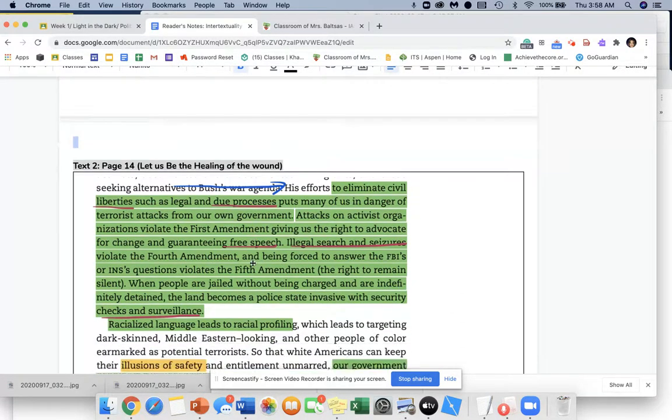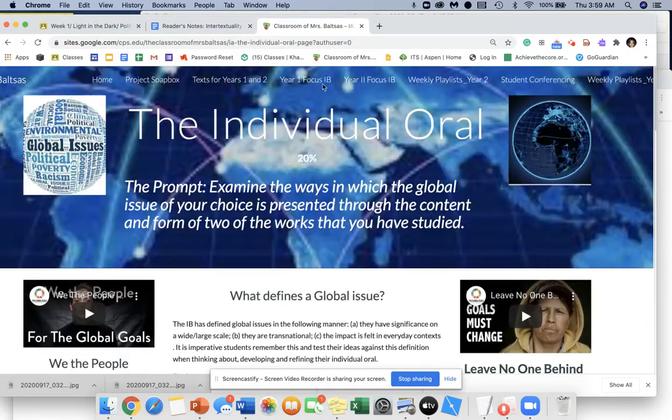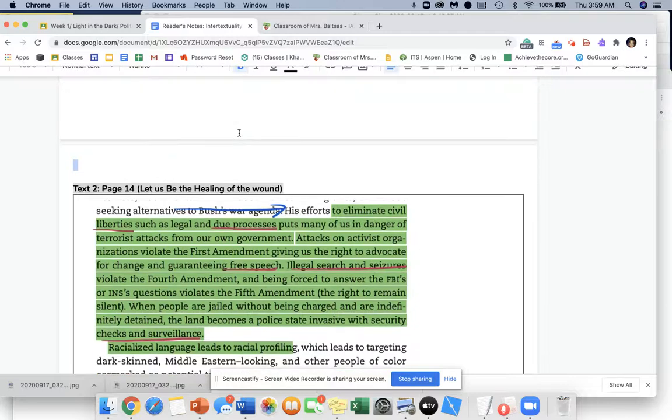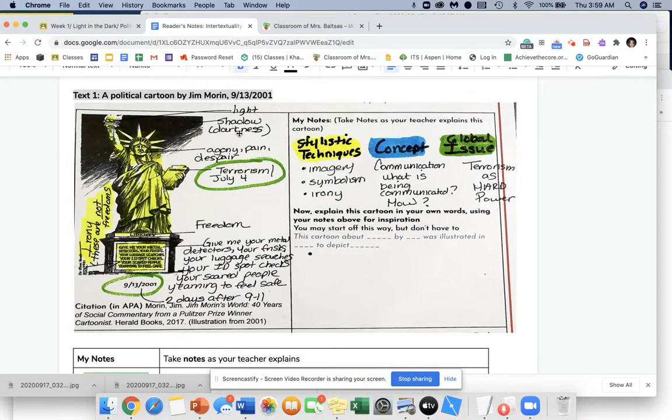And then the second text that we are looking at is coming from page 14. And again, what I'm going to do here is make connections between how a global issue is evident in both of these texts. And I have to talk about, like it says here, the content and form. All right. So all of this is content and form, by the way. Like IB uses fancy language, but all of this is content and form that I've identified here.